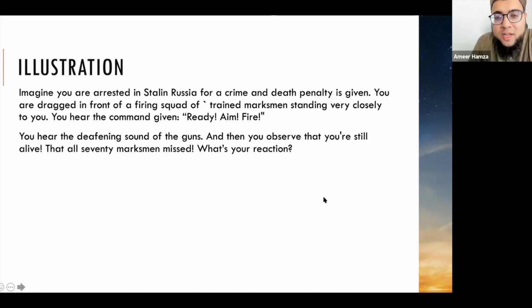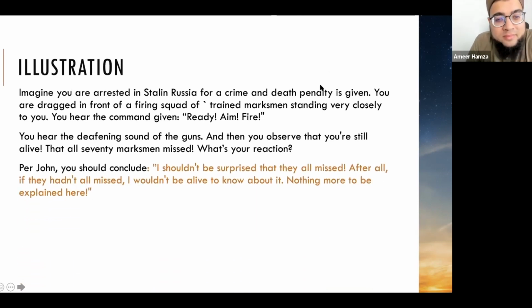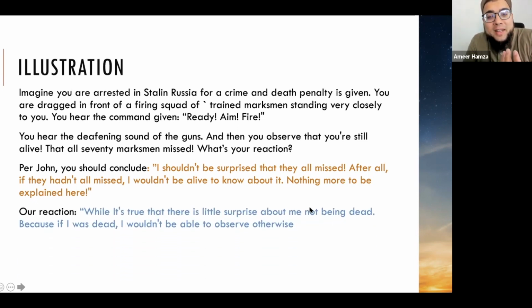You hear the deafening sounds of the gun, and then you observe that you're still alive, that all 70 marksmen missed. What's your reaction? Well, according to John the Atheist, I shouldn't be surprised that they all missed. After all, if they hadn't missed, I wouldn't be alive to know about it. Nothing more to be explained here. But obviously, that would be ridiculous to have that kind of a response.